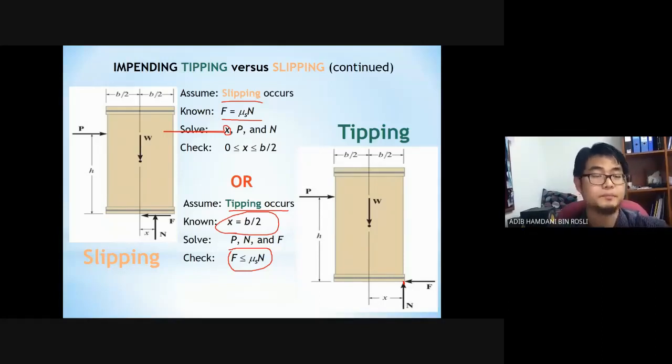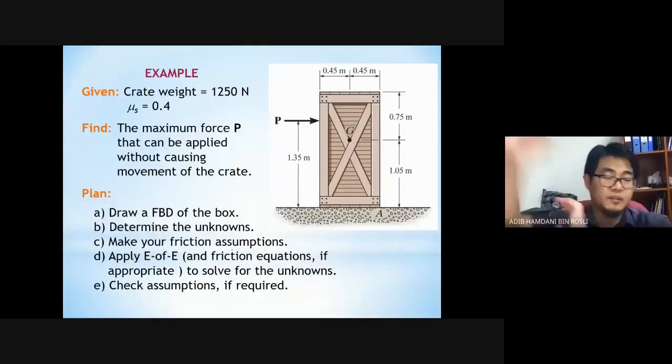All right? Now we look at one example here. We have this crate. This crate weighs 550 Newton, and the coefficient of static friction mu S is 0.4.